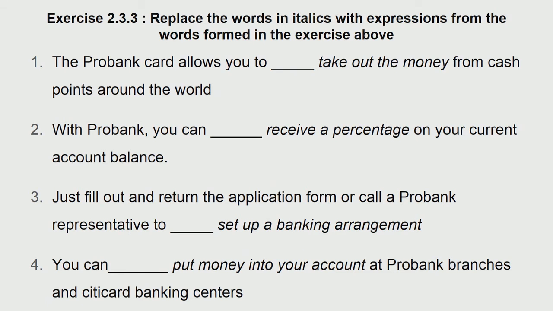Look at the second exercise for this. Replace the words in italics with expressions from the words which you have already formed in the previous exercise, that is the previous exercises. First, the Pro Bank card allows you to dash, take out the money from cash points around the world. So, what expression or what collocation are you going to use in this blank? Second, with Pro Bank you can dash, receive a percentage on your current account balance. So, receive a percentage, how to replace.